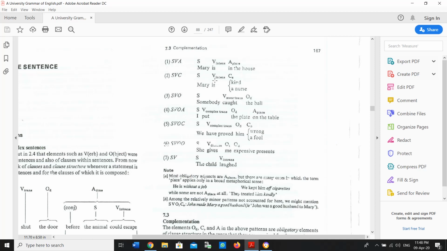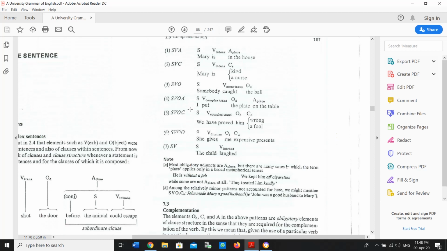So the second type depends either on verb to be or on a linking verb. So I can say she is a nurse, she is a doctor, or she is a nice girl, or it seems good. Seems is a linking verb.